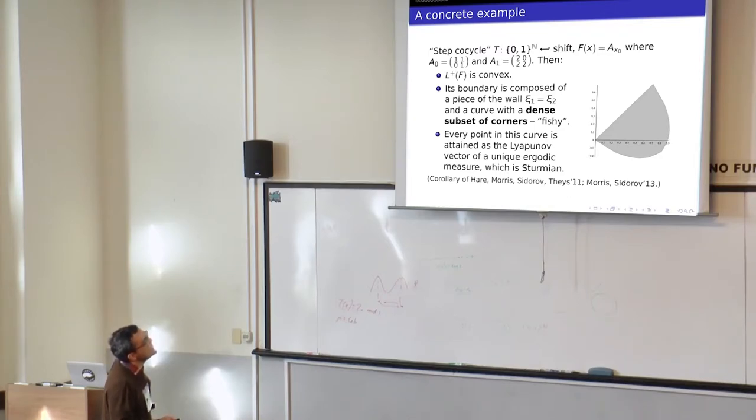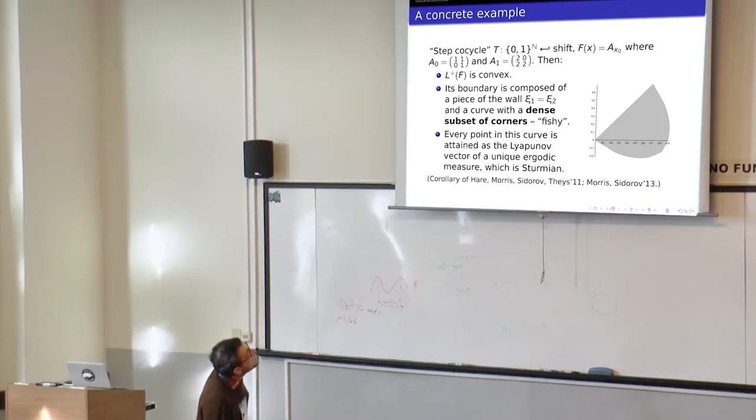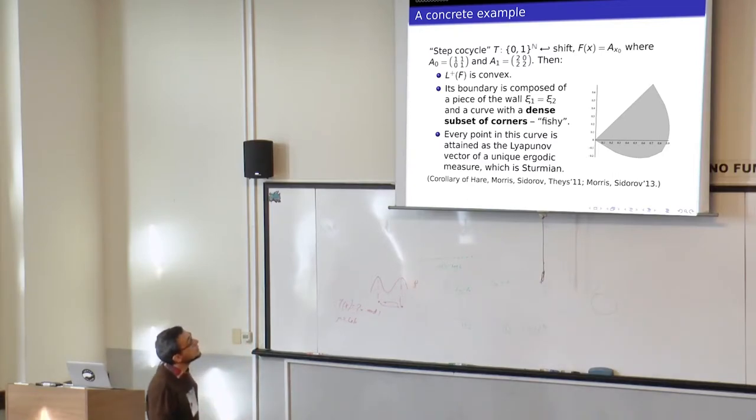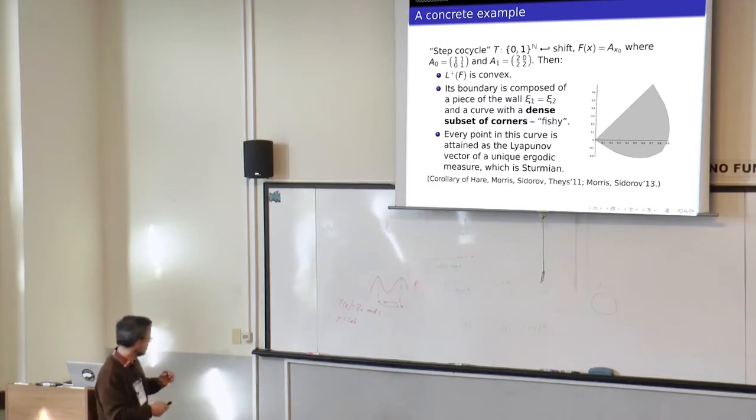So what happens is this curve, maybe the picture is difficult to see, but you can see a kind of vertex here. Maybe this is a polygon, but actually it's not. This is indeed a vertex, so you can find a cone there. You can fit your set inside some cone with origin in this point. So this is called a corner, but there are corners everywhere. There is a dense subset of corners. And so this is what's called fishy, right?